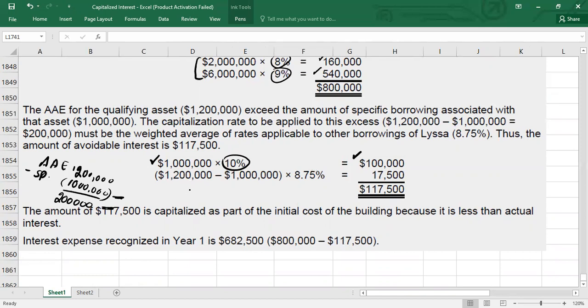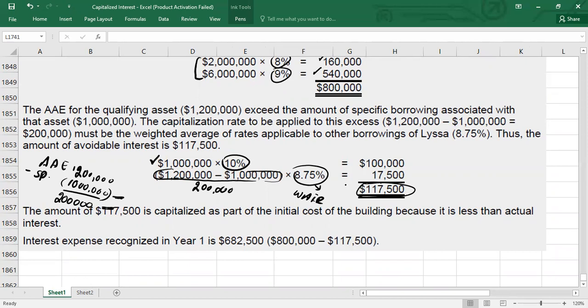Then you have general borrowing. How much is it? $200,000, which is the difference of average accumulated expenditure and specific borrowing. You will multiply with the weighted average interest rate. Okay. So you will get how much? 17,500. So if you make the summation of these two values, it is going to give you 117,500. This is the interest cost to be capitalized.